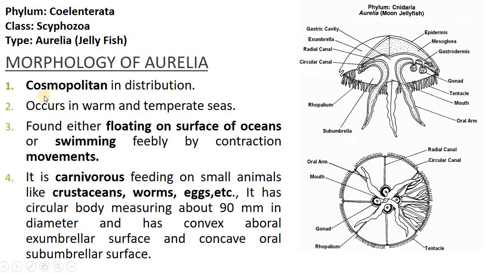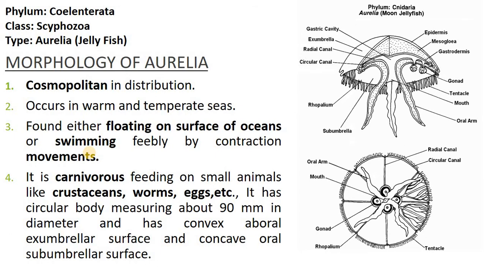Now, morphology of Aurelia. Aurelia has a cosmopolitan distribution, that is, worldwide. Mostly it occurs in warm waters and temperate seas, found either floating on the surface of oceans or swimming feebly, slowly, by contraction movements.